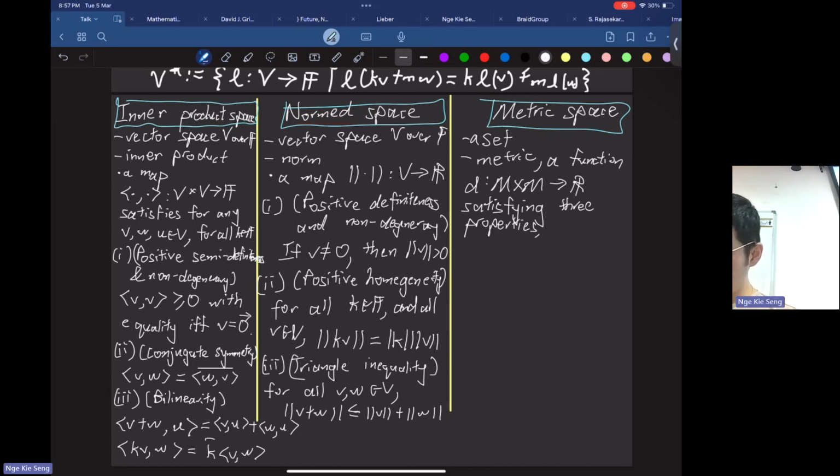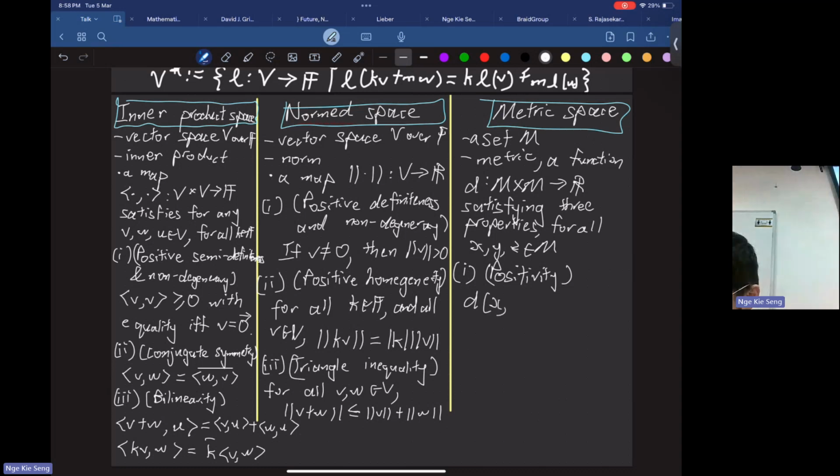That for all points, so for all 3 points inside my metric space, let's call it M here. Okay. So again, distance, right? Is there any negative distance or not? No. Okay, so it has to be greater or equal to 0. Okay, for any 2 points, with equality.